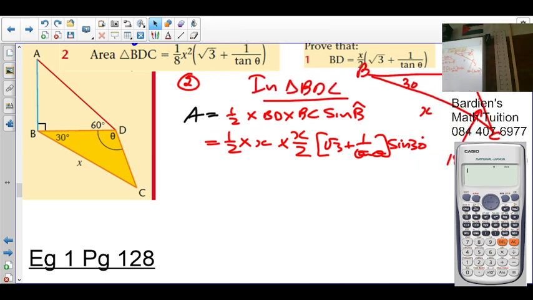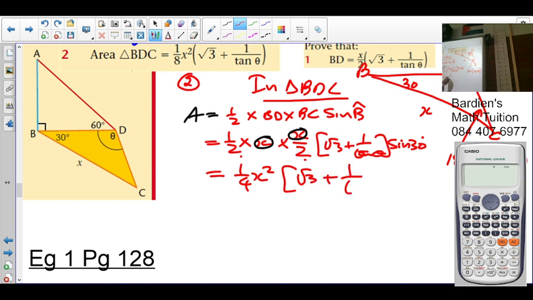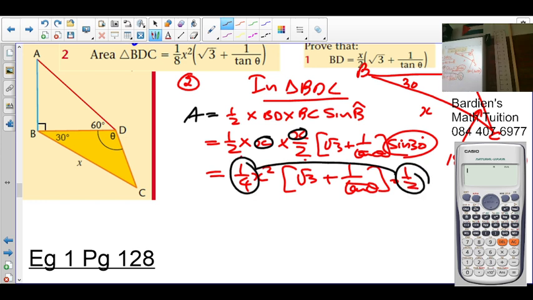Sine of 30 degrees. So the area now is equal to, x times x is x squared, 2 times 2 is 4. So it's a quarter x squared into the square root of 3 plus 1 over tan theta. Now sine of 30 is what? A half. And that half times a quarter is what? An eighth. So it's 1 over 8 x squared into the square root of 3 plus 1 over tan theta. And there we have proven what they want. Easy, no? Laila says yes.